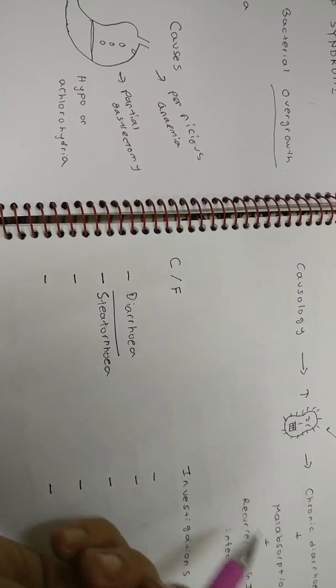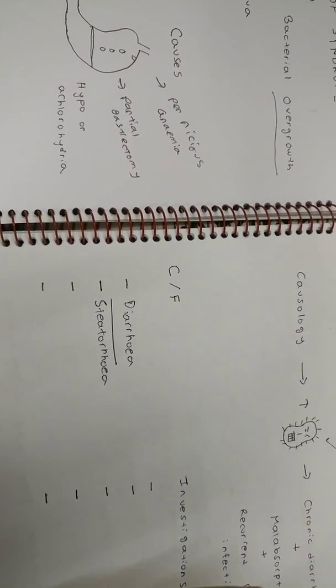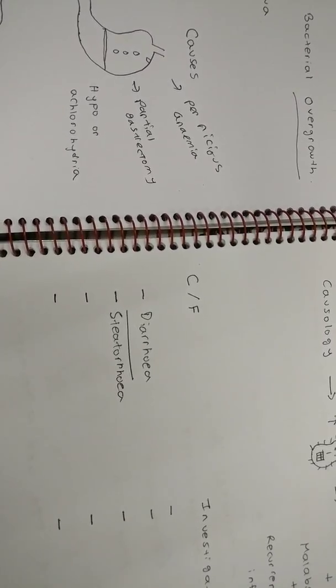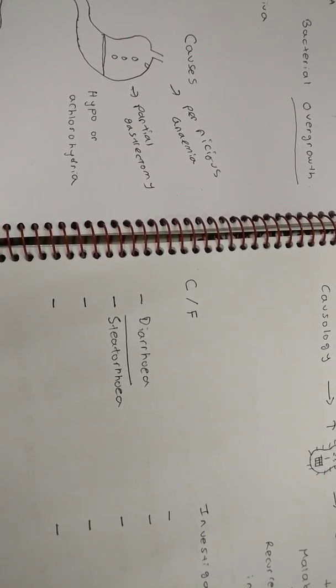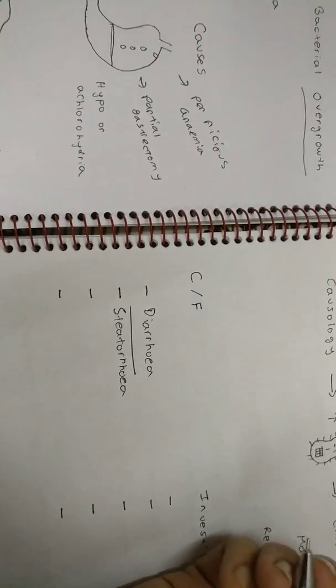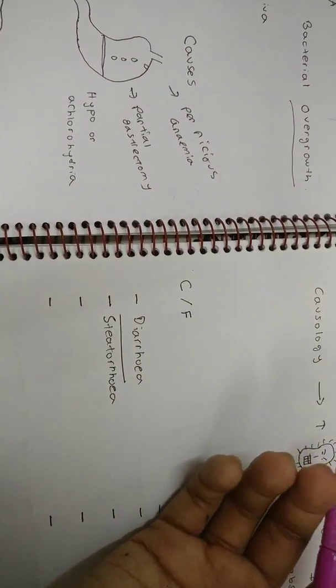And besides, we know that these bacteria are responsible for the deconjugation of the bile acids and the bile salts, which doesn't lead to the formation of the micelles, which are needed for fat digestion.